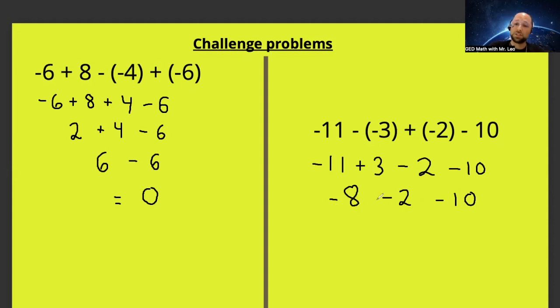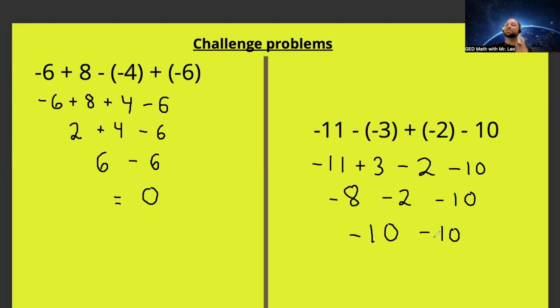Negative 8 minus 2. The signs are the same, so we're going to add the numbers and use the sign. 8 plus 2 is 10, and we're going to use the sign. Let's bring down the last part, which is another negative 10. So look here, we have minus 10, or negative 10, take away 10. Either way, the signs are the same.